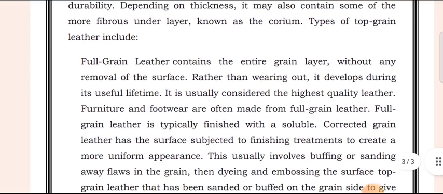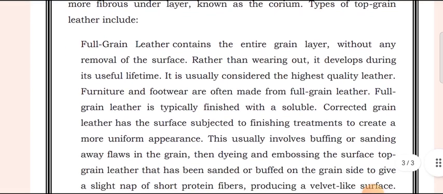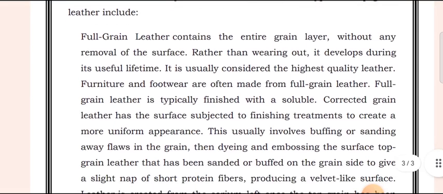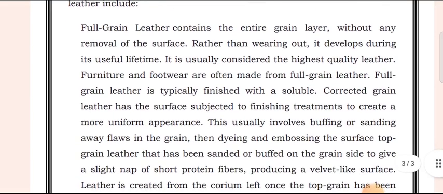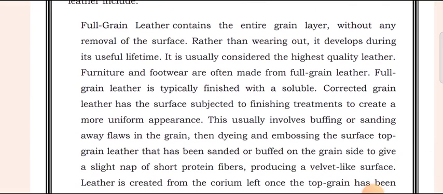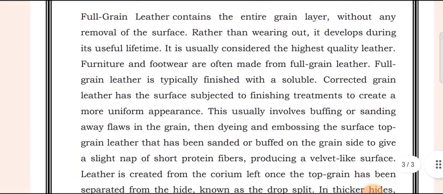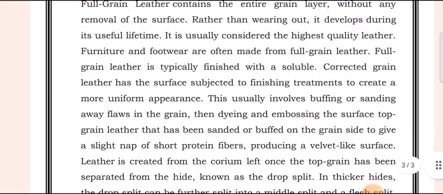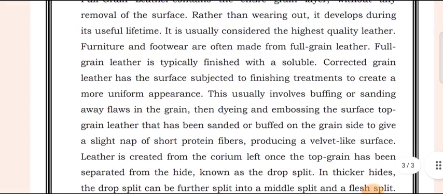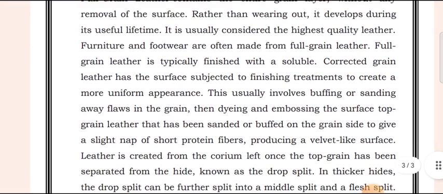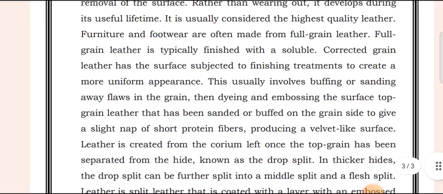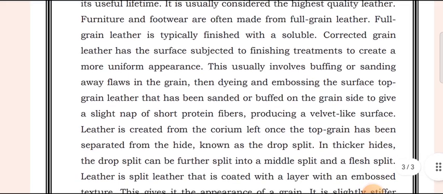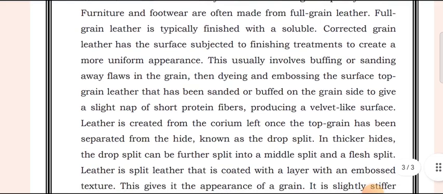Full grain leather contains the entire grain layer without any removal of the surface. Rather than wearing out, it develops a patina during its useful lifetime. It is usually considered the highest quality leather. Furniture and footwear are often made from full grain leather. Full grain leather is typically finished with a soluble dye.